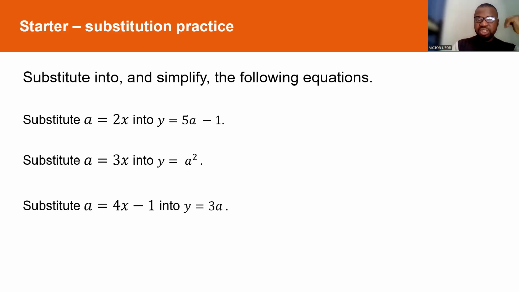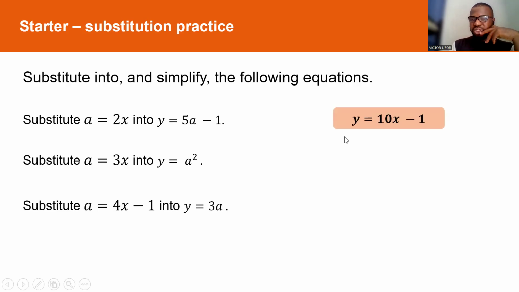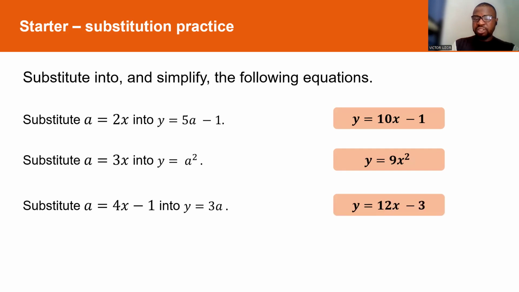So if I'm to solve this now, see how it's going to be. If I put it there, it's going to give me 10x minus 1, because it's going to be 5 in bracket 2x minus 1. So when you multiply it by 2, it gives you 10x minus 1. The same thing is applicable to the second one. The same thing is applicable to the third one.